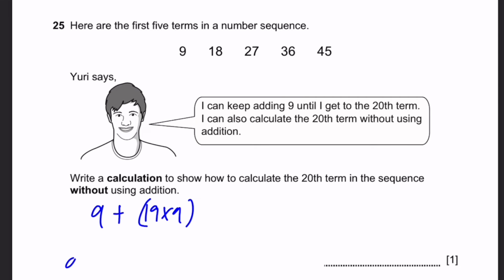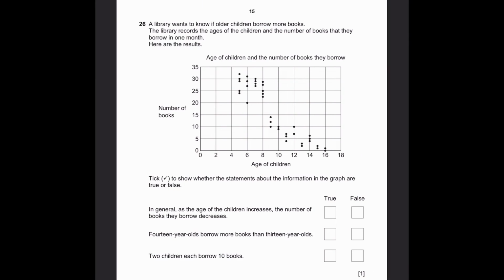What we did here is just the a plus n minus 1 times d formula for the nth term of a sequence, where n is 19, d is the common difference, which is 9, and a is the first term, also 9. So this is just going to be equal to 180. That's our answer. Question 26. A library wants to know if older children borrow more books. The library records the ages of children and the number of books they borrow in 1 month.